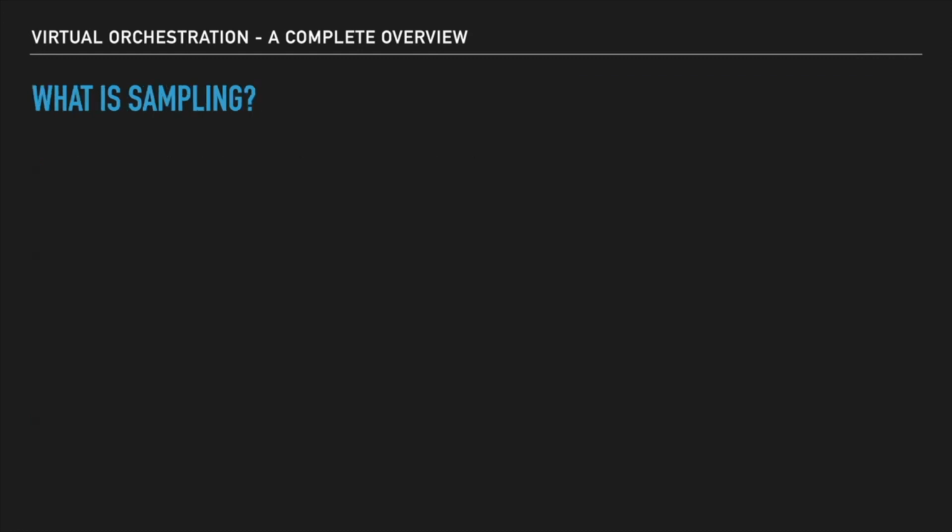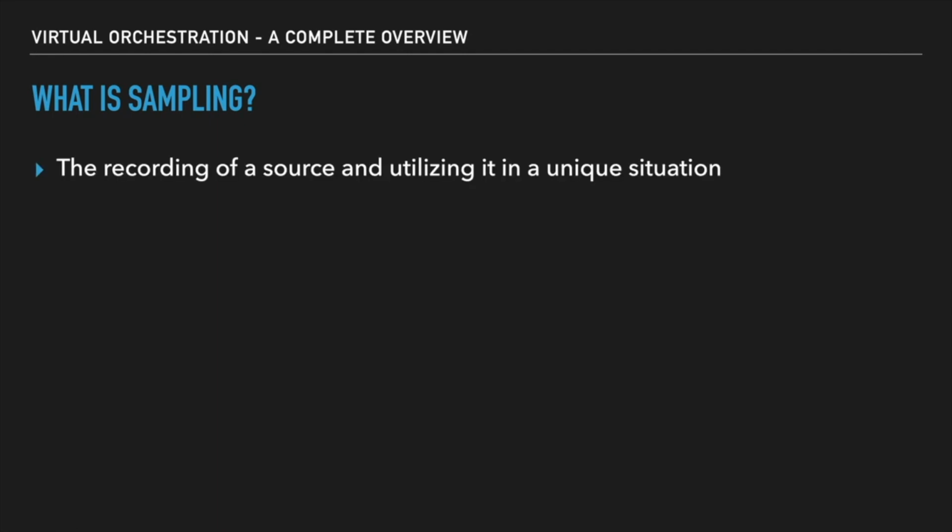So I wanted to share a very quick background when it comes to sampling in general. So what is sampling? Sampling really is the recording of a source. It could be an instrument, it could be any sort of sound, and utilizing it in a unique situation. So usually that's going to be for our productions, for our purposes, when we're trying to put together a mock-up, a cue, or maybe we're writing a song, or we're putting together some background textures, but we just need some extra sounds. Sampling is when you're taking an original source and you're utilizing it in a different situation.